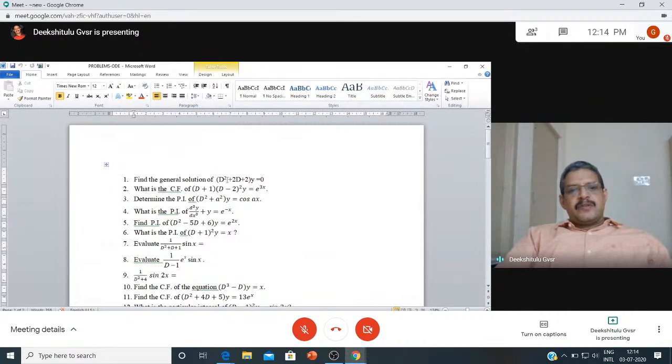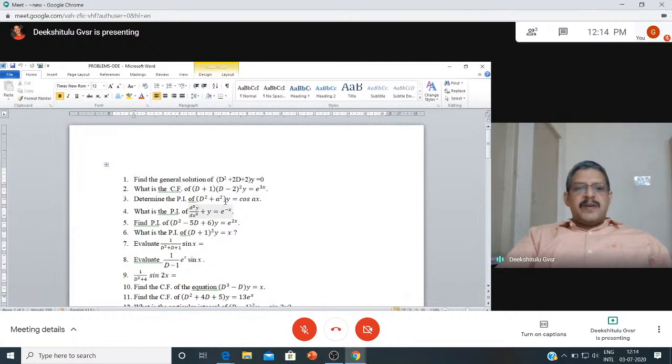Find the general solution of D square plus 2D plus 2 y equal to 0. Because the right hand side is 0, you have only the complementary function. Write the equation roots and then the complementary function. And what is the complementary function of (D plus 1) into (D minus 2) whole square y is equal to e power 3x? No need to find the complete solution, only the complementary function. Roots are minus 1, 2, 2. So (c1 plus c2 x) into e power 2x plus c3 e power minus x.